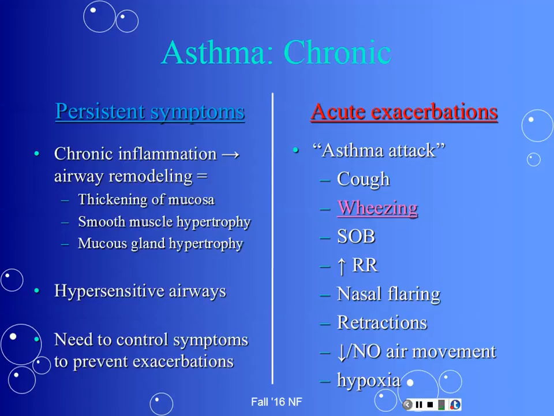Versus their acute exacerbation, which is what we're going to call our asthma attack, and that's what's going to happen when they're exposed to those triggers. They're going to have a cough. They may wheeze, inspiratory, expiratory, or both. They'll be short of breath. You'll see that increased respiratory rate in response, nasal flaring, retractions, and depending on the severity, they're going to have decreased air movement through those lower, that's going to progress to upper airways, to no air movement, and they may become hypoxic.